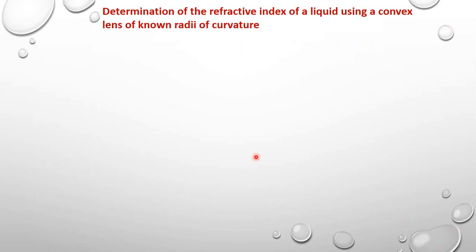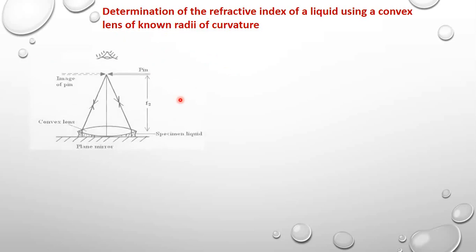Let's look at the determination of refractive index of a liquid using a convex lens of known radii of curvature. So here, first of all, we shall get a lens of known radii of curvature, and then we shall also have to get a plane mirror, which we shall place on a table with its reflecting surface facing upwards. Then we shall place the lens on that mirror. Then after that we shall clamp a pin horizontally such that its apex or its tip lies on the principal axis of the lens. And then we shall adjust, so it will be looking like this.